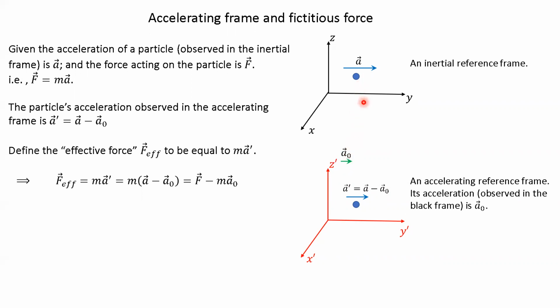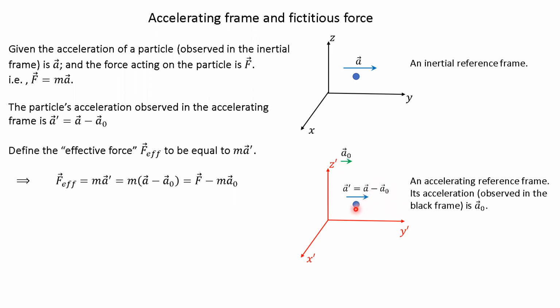So just for illustration purpose, you can see that I am setting this a naught to be smaller than the acceleration of the particle itself. It does not have to be, right? And also in general, we can consider the case where the a naught and this a are in different directions. But at least for the first case, for easier understanding, let's say they are in the same direction.